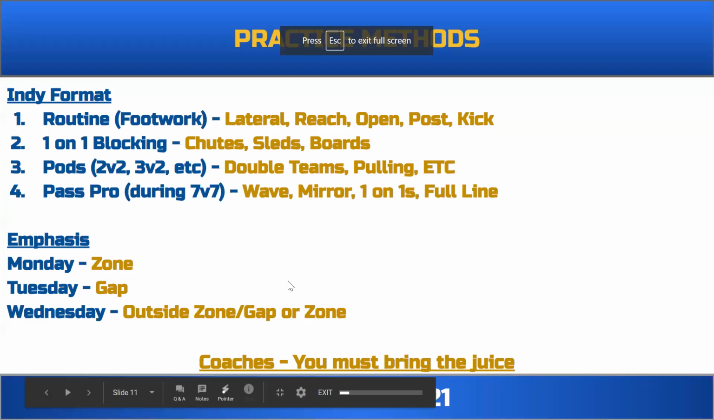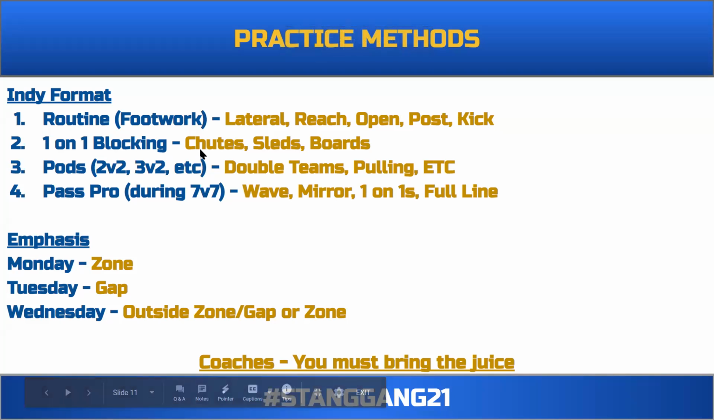We don't really do anything too crazy within our program, just trying to be fundamentally sound. But we do all of our one-on-one blocks in the chutes as a progression. So we'll work from the fit position, then we'll work from the ground, and then we'll kind of just go from there. On Monday, we're going to work on our zone block using a lateral step. On Tuesday, we're going to work on our down block or our gap block using a reach step or an open step. And on Wednesday, we're going to work on reaching to an end or reaching to a backer.